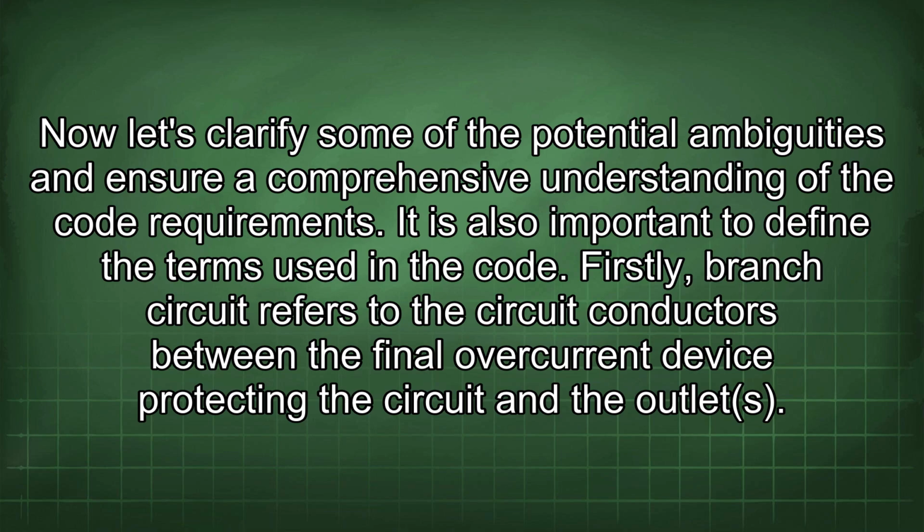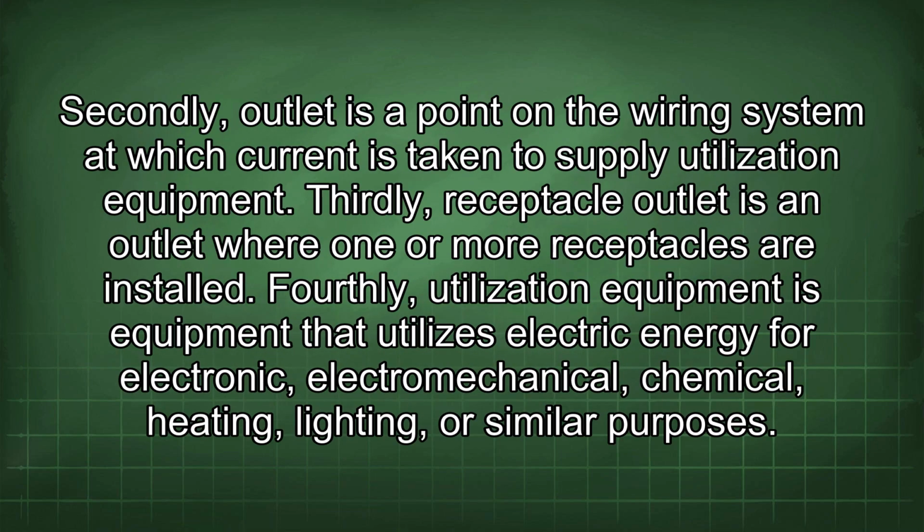Firstly, branch circuit refers to the circuit conductors between the final overcurrent device protecting the circuit and the outlets. Secondly, outlet is a point on the wiring system at which current is taken to supply utilization equipment. Thirdly, receptacle outlet is an outlet where one or more receptacles are installed. Fourthly, utilization equipment is equipment that utilizes electric energy for electronic, electromechanical, chemical, heating, lighting, or similar purposes.